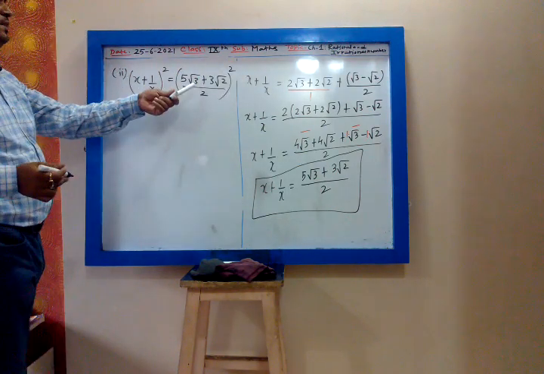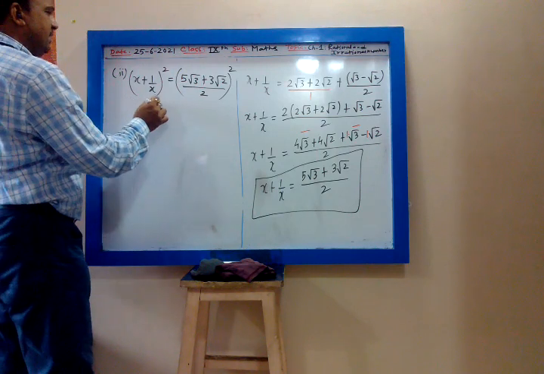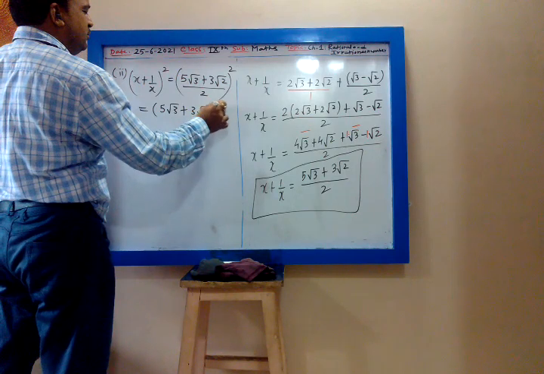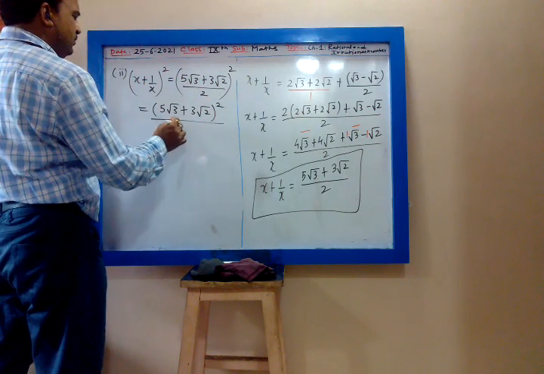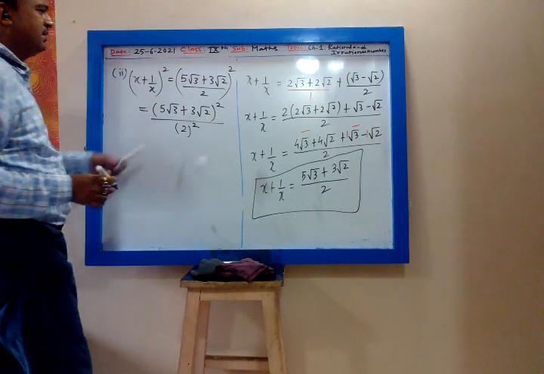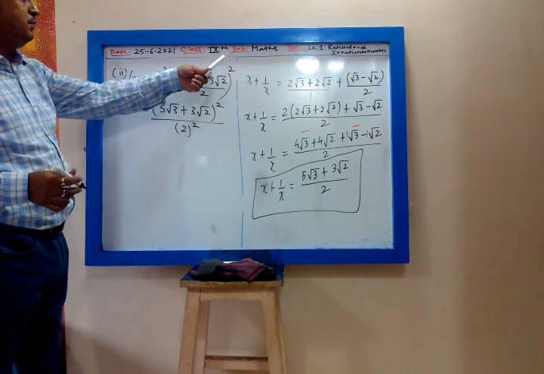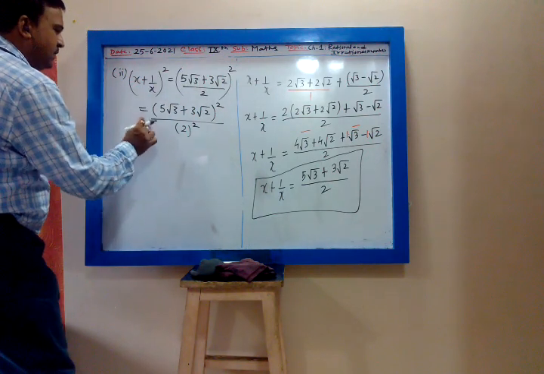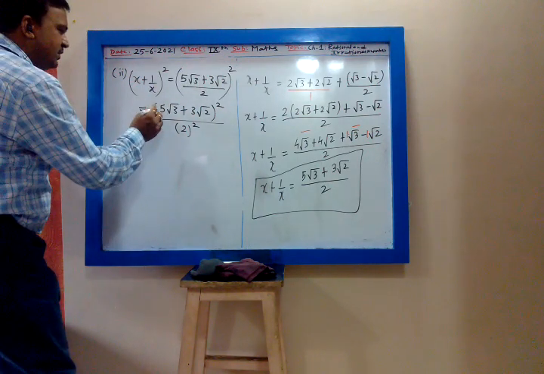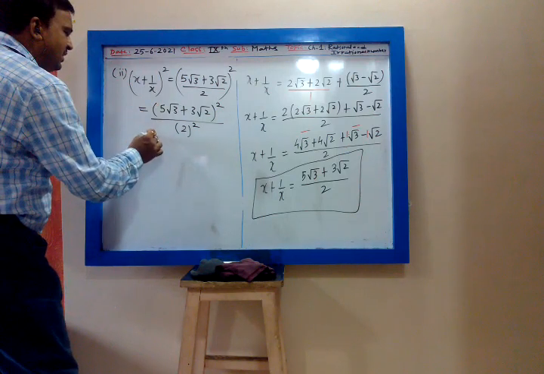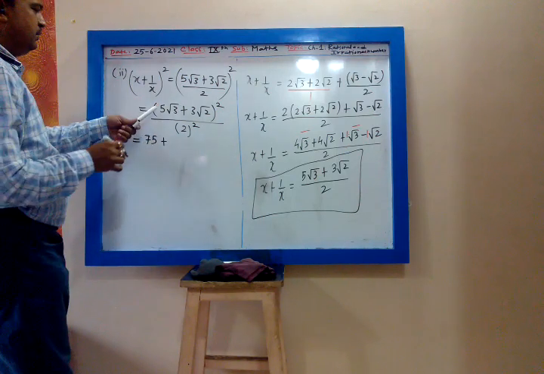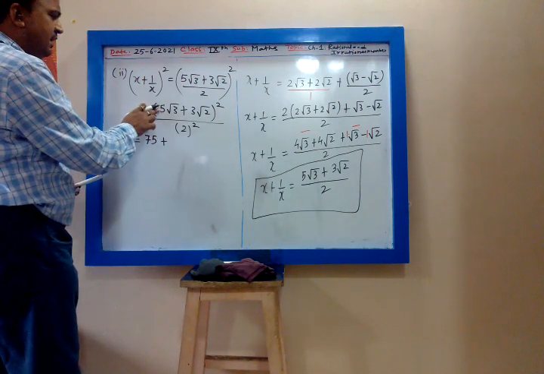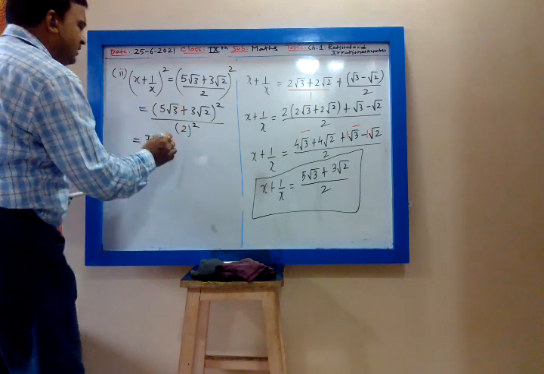So you have to square the numerator and square the denominator. So that will be 5 root 3 plus 3 root 2 whole square upon 2 square. A upon b raised to n will be a raised to n upon b raised to n. So now use the formula a plus b whole square. So that is a square, 25 into 3, 75. I am writing directly. Plus 2 into 5, 10, 10 into 3, 30. 30 root 6.